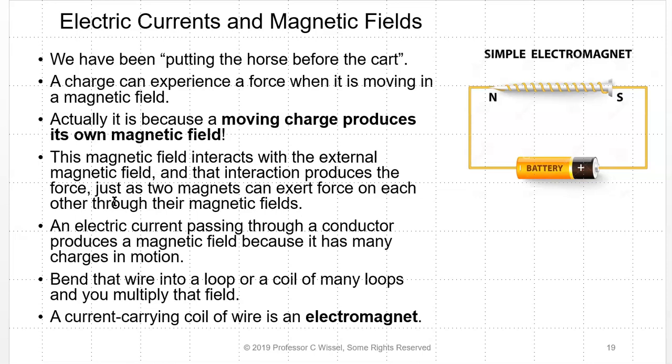An electric current passing through a conductor produces a magnetic field because it has many charges in motion. If you bend that wire into a loop or a coil of many loops, you multiply that field. A current-carrying coil of wire is an electromagnet. Now, you can build your own electromagnet at home, but be very careful when you do this.